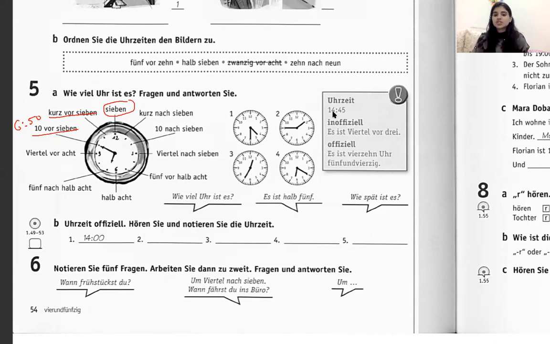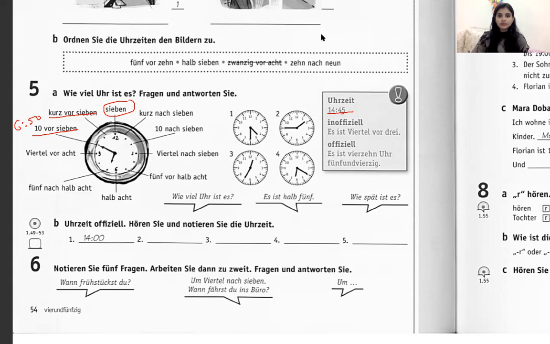So if it is written 14:45, you will read it the way it is written. Es ist, how to say 14 in German? 14. Es ist 14 Uhr 45. It is 14 o'clock 45. Of course, you are not telling me the denomination of 45. It is understood that it is minuten only. Okay, so let's practice it for a while.